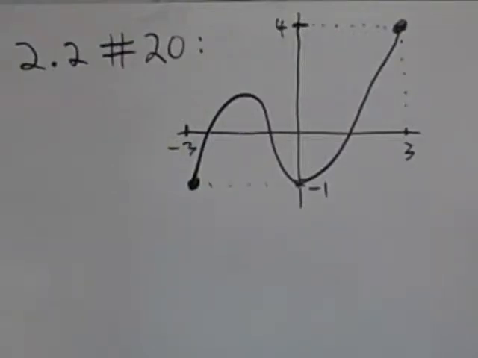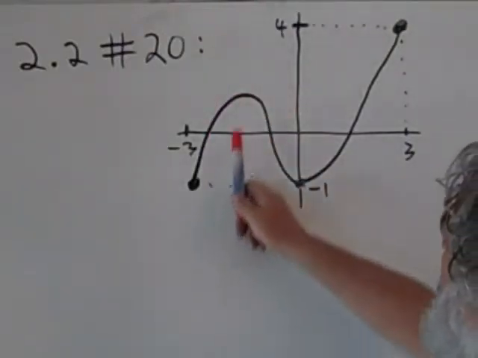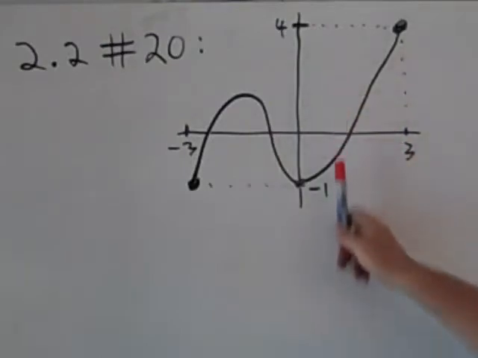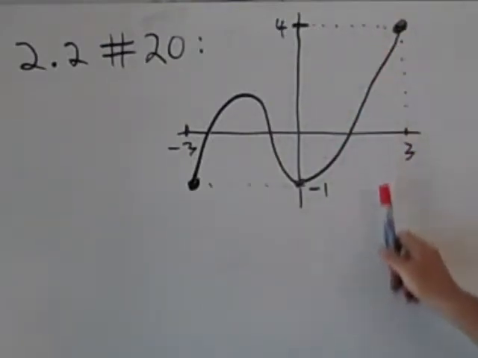Okay, for this problem we're asked to decide whether or not this graph could be the graph of a function. For this we're applying the vertical line test. And vertical lines, you'll notice, will never cross this graph more than once. Any given vertical line only crosses it once. So it is the graph of a function.